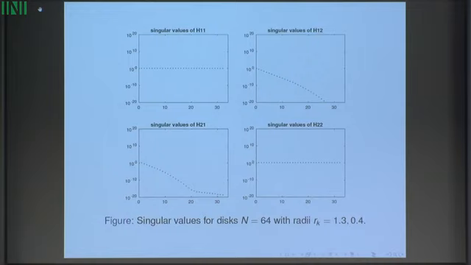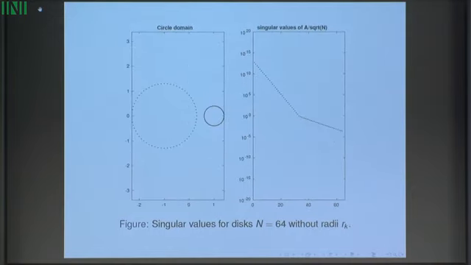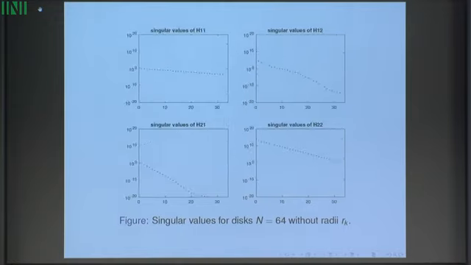Now, if you look at the singular values of those blocks, you can see the structure. The diagonal blocks are well conditioned, and the off-diagonal blocks are ill-conditioned. And just to illustrate, if we didn't include the radii, the singular values increase geometrically for the bigger circle and decrease geometrically for the smaller circle. Similar things happen with the block matrices.